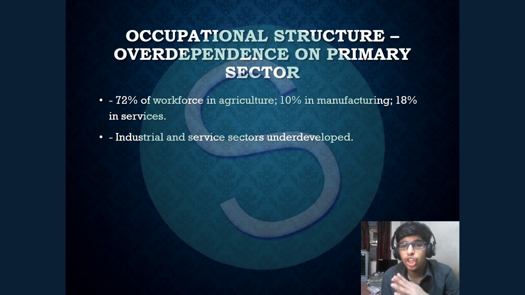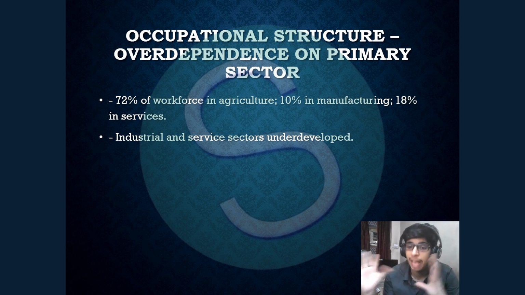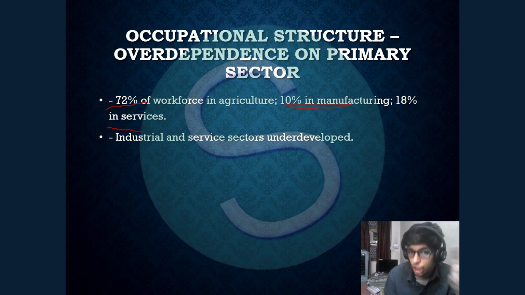Now, coming to the occupational sector, it was over-dependent on the primary sector. As I have already told you, our economy is an agrarian economy, so it is totally dependent on the primary sector, the agricultural sector. 72% of the workforce is in agriculture, 10% in manufacturing, and 18% in services. Are you getting the ratio? Primary sector, secondary sector, and tertiary sector.